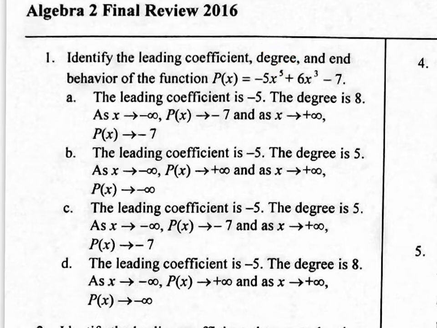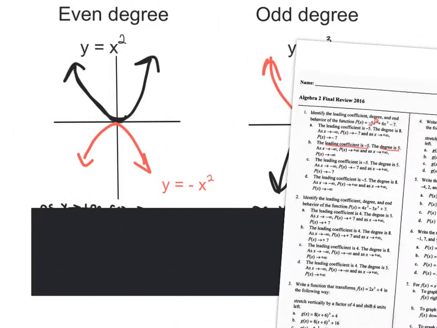Now the interesting part is the end behavior of the function. So we know that the leading coefficient is -5 and that the degree is 5. We already know that. But what we need to really understand is the end behavior. Let's take a look at some notes I have right here for us.